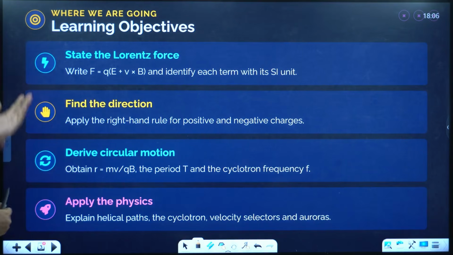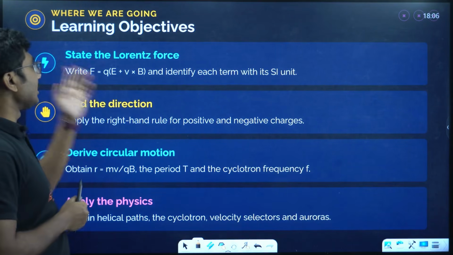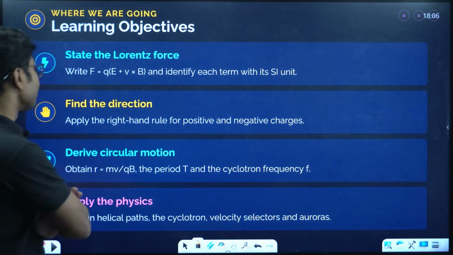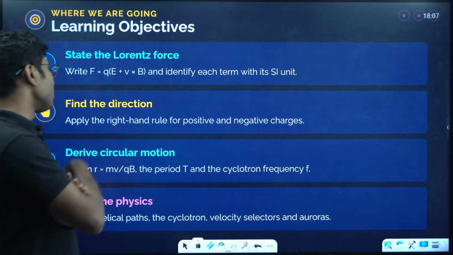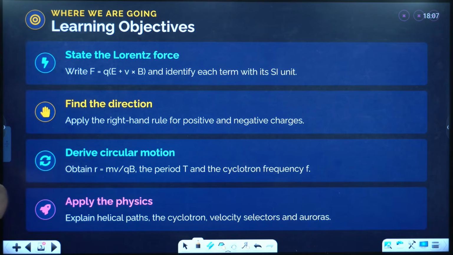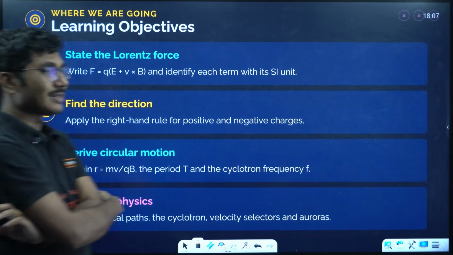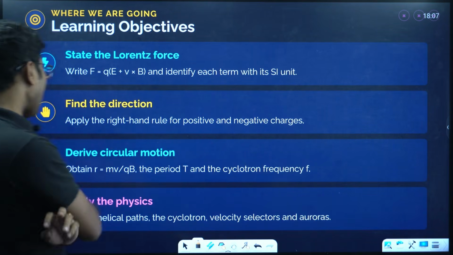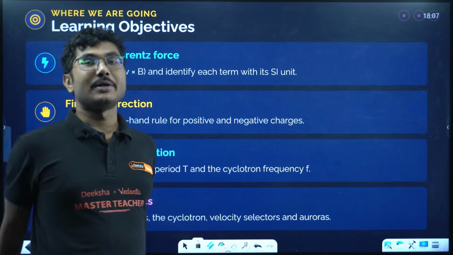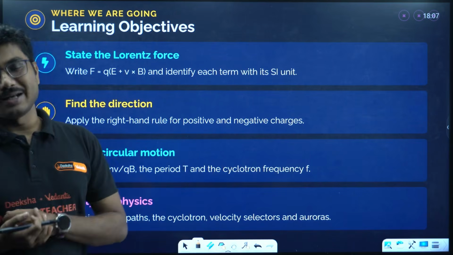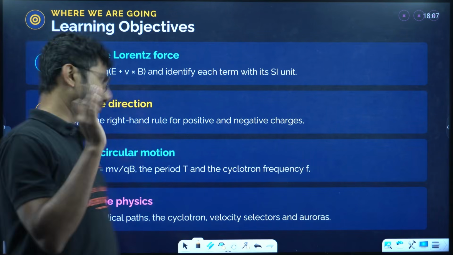So first of all, let us look into the learning objectives. We will basically know what is Lorentz force. We will find the direction using right hand rules. Also, we will derive the circular motion of a charged particle in a magnetic field, right? And apply the physics, explain the different paths, what will happen to the paths based on the angle between magnetic field and velocity. So let's start.